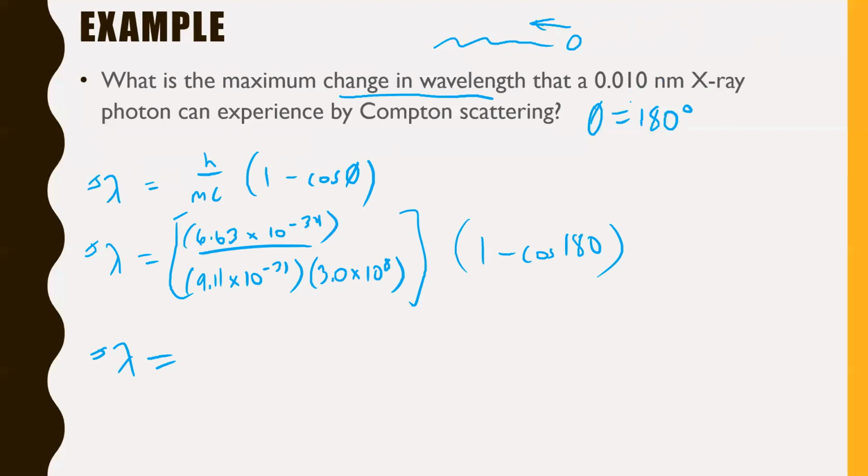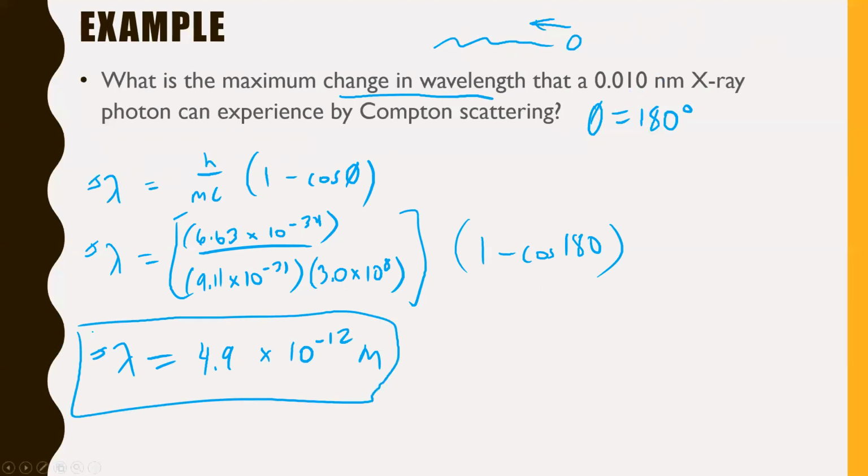Although we didn't even use that, did we? I guess it doesn't even have to be 2 sig digs. Oh, well, whatever. We'll just do 2 sig digs. 4.9 times 10 to the negative 12 meters. So that is the maximum change in wavelength that this thing could experience. It's the most that it possibly can go.